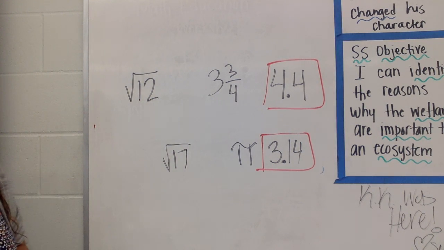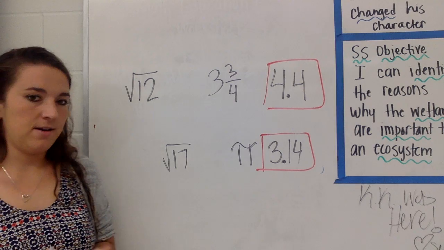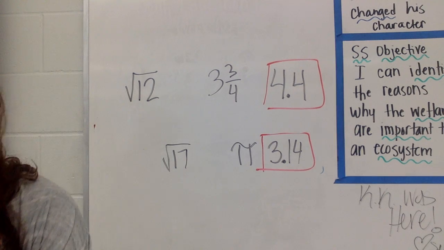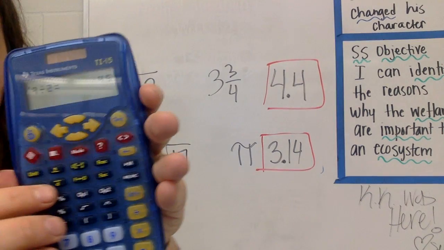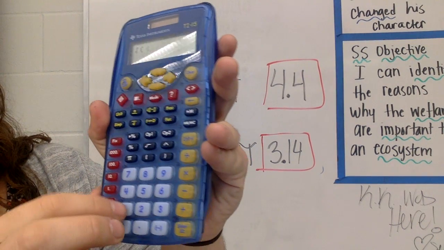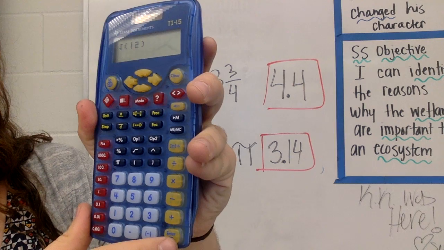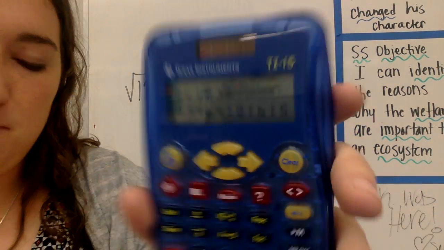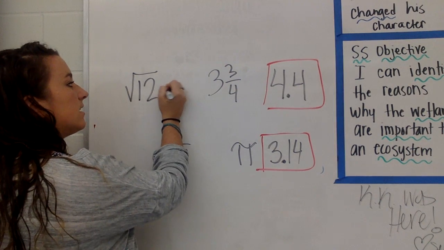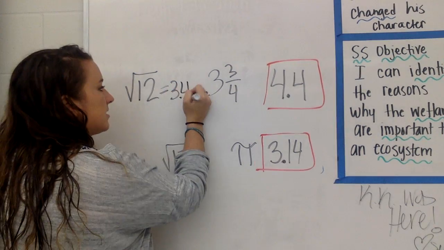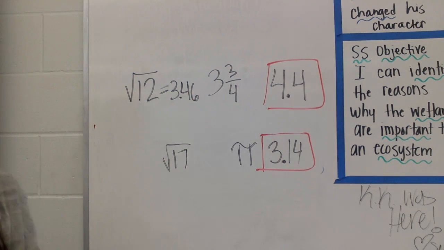All right, so now we have 2 numbers that are ready to be ordered, and we need to convert the rest. Let's start with our square roots. Square root of 12, we'll use our calculator, plug in square root 12, close parentheses. You'll get this number, 3.46. So 3.46 will be our approximation for square root of 12.